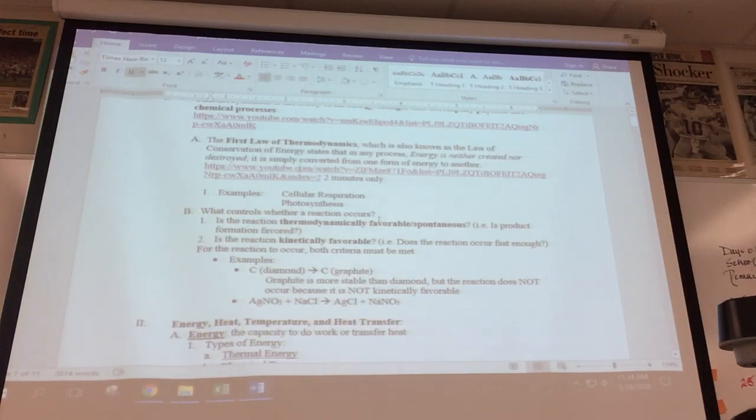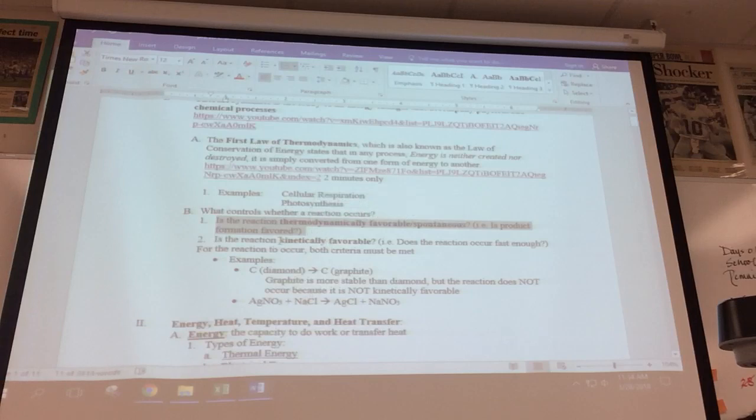What controls whether a reaction occurs are two factors. The first question you want to ask yourself is: is the reaction thermodynamically favorable or spontaneous? Does it occur without any assistance? The older textbooks used the term spontaneous. The newer books, AP, College Chem, tend to use the phrase thermodynamically favorable. Is product formation favored? Does the reaction occur without any assistance? And that's what we're going to look at in this chapter.